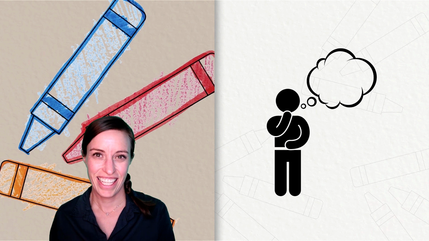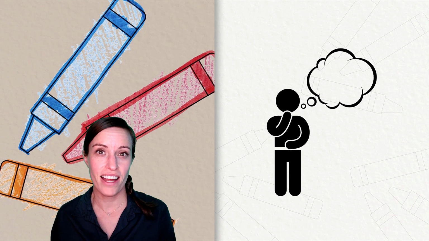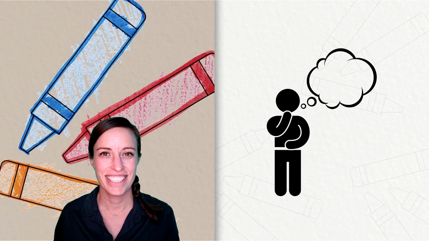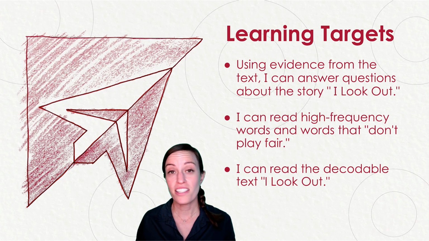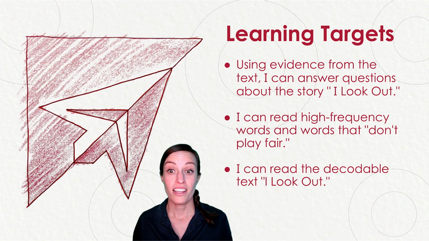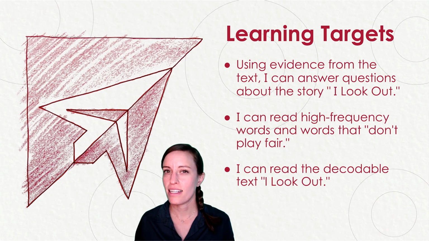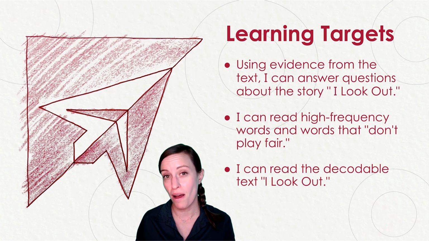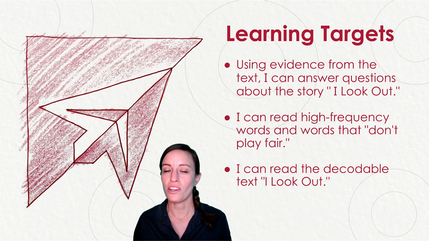Materials! Let's get our thinking caps on. Are you ready? Here are today's learning targets. Using evidence from the text, I can answer questions about the story I Look Out. I can read high-frequency words and words that don't play fair. And finally, I can read the decodable text I Look Out.